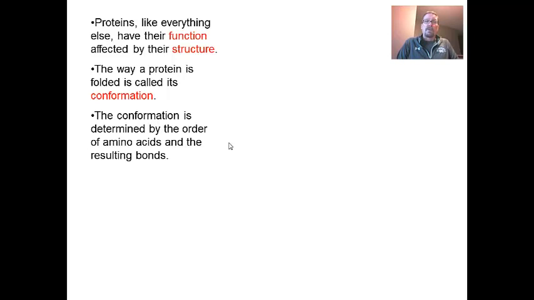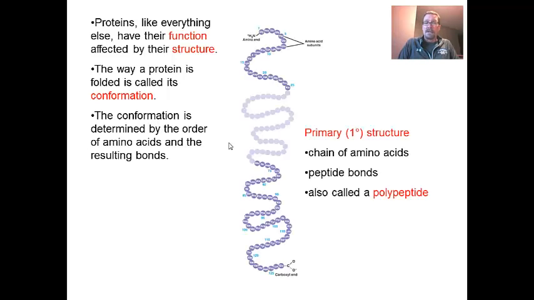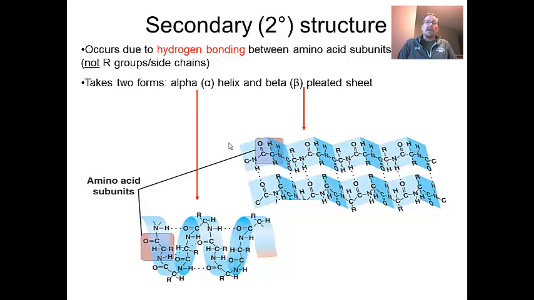Okay? Proteins, like everything else, have their function affected by their structure. The way that protein is folded is called its conformation, and there's 4 levels. Level 1 is just the basic amino acid chain. That's the primary structure. Then you can form what's called a pleated sheet or an alpha helix, and that is the hydrogen bonding of the amino acids together. Just the primary code, and it's just the hydrogen bonding, as you can see illustrated here.